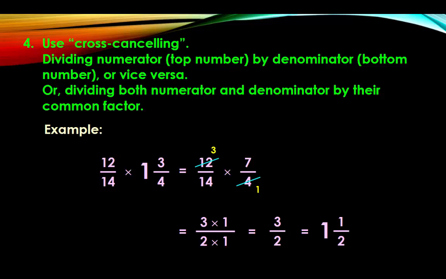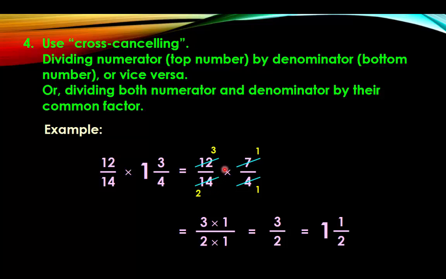Okay, and then let's see another numerator and denominator. Here, the numerator is 7 and the denominator is 14. 14 is divisible by 7, and 7 is divisible by 7 also. So 7 here is their common factor. So 14 divided by 7 equals 2, and 7 divided by 7 equals 1.